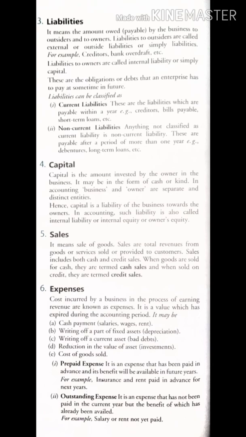Liabilities to outsiders are called external or outside liabilities, or simply you can say liabilities. For example, creditors and bank overdraft. Now what do you mean by creditors? Creditors means the persons from whom we have purchased on credit. On credit means udhar. That means I will pay them in future, so they are my creditors. Bank overdraft means I have taken a loan from the bank.